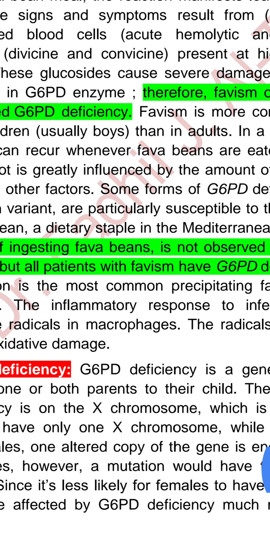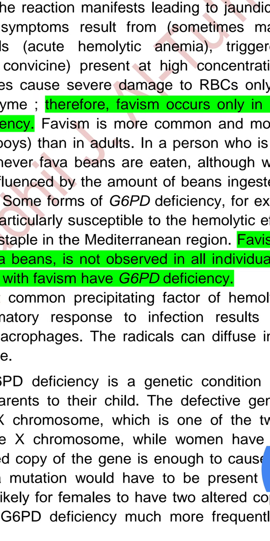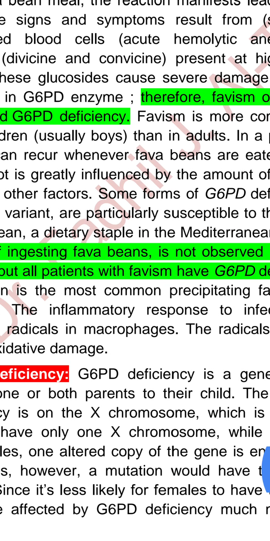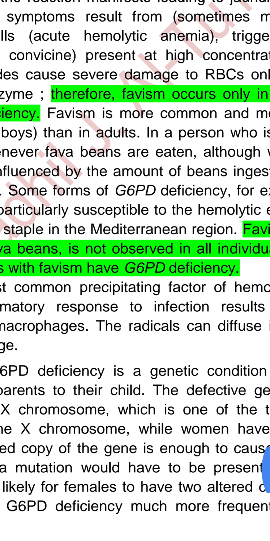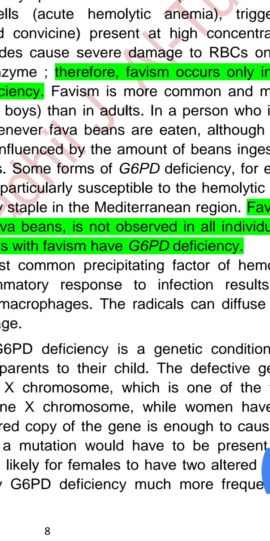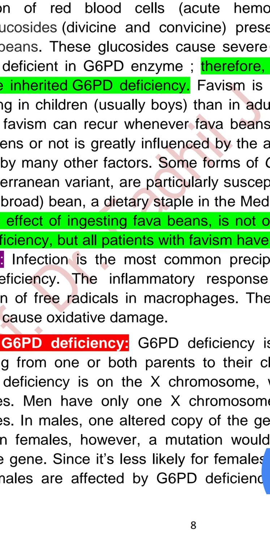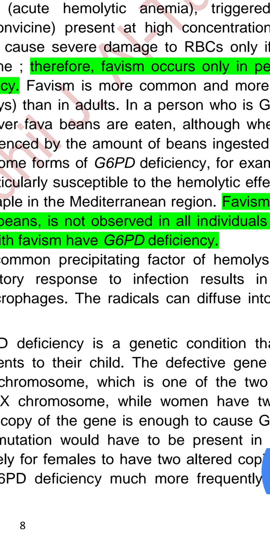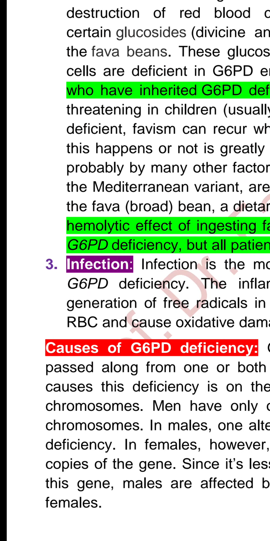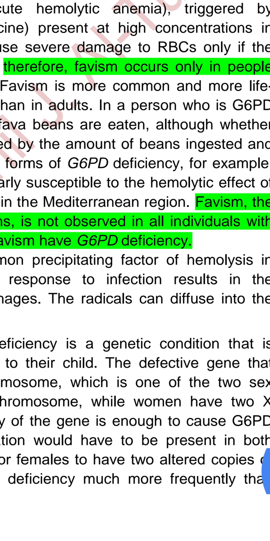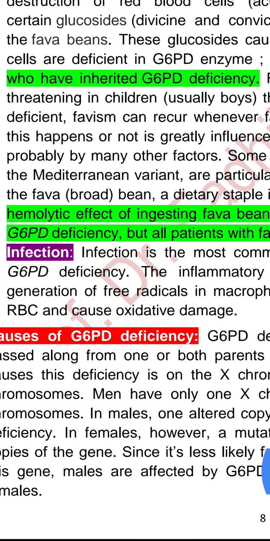Okay? Favism is more common and more life-threatening in children, usually boys, than in adults. In a person who is G6PD deficient, favism can recur whenever fava beans are eaten, although whether this happens or not is greatly influenced by the amount of beans ingested and probably by many other factors.